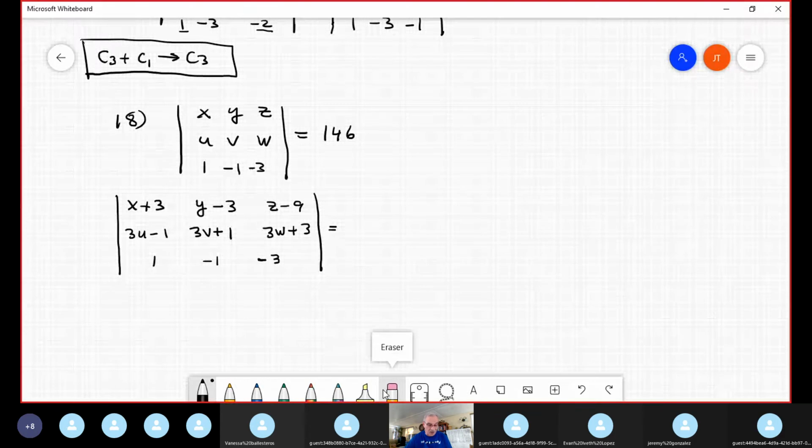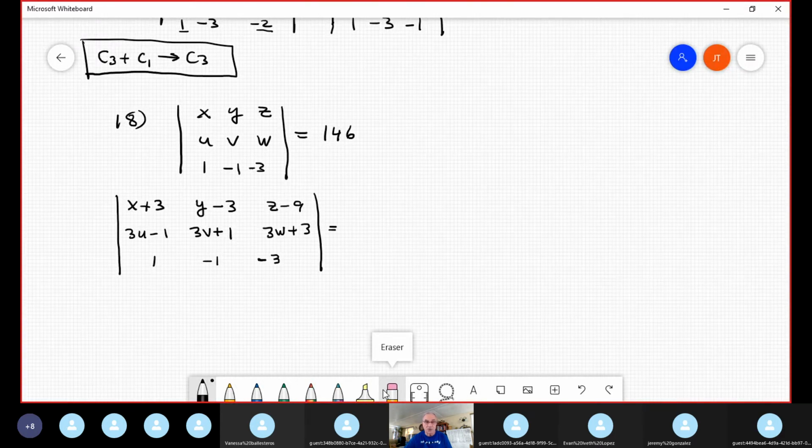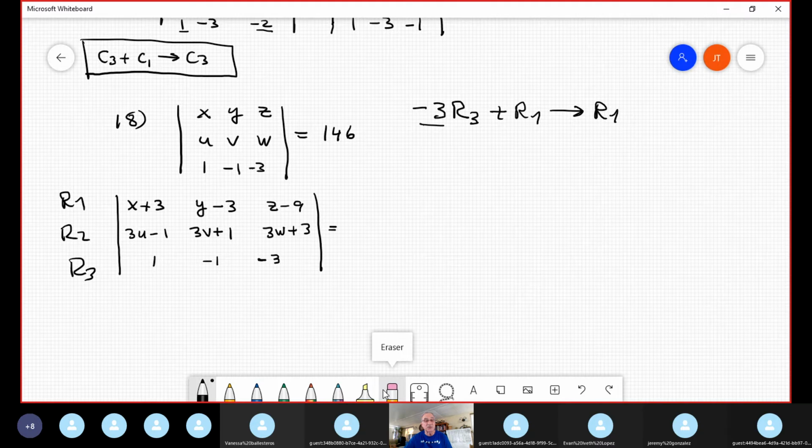And I propose the following row operation. This is using your imagination. Suppose negative 3 times row 3 plus row 1, stored in the new row 1. What is the idea? Row 1, row 2, row 3. I multiply by negative 3. This negative 3 is a factor, multiplying each element in row 3. So the first one is negative 3 times 1, which is negative 3. And negative 3 plus row 1 gives this expression.